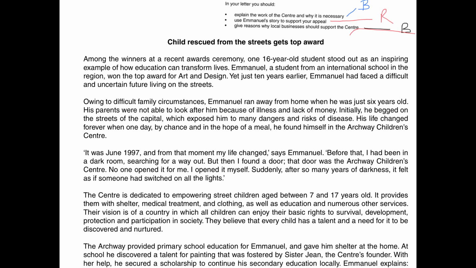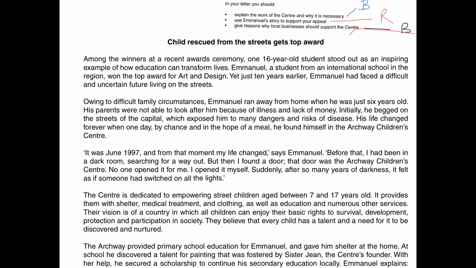Among the winners at a recent awards ceremony, one 16-year-old student stood out as an inspiring example of how education can transform lives. Emmanuel, a student from an international school in the region, won the top award for art and design. Yet just 10 years earlier, Emmanuel had faced a difficult and uncertain future living on the streets.